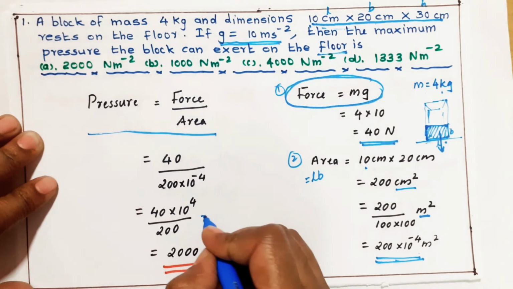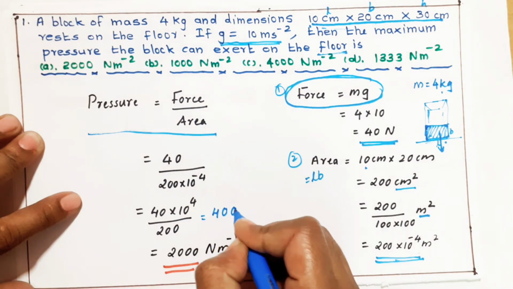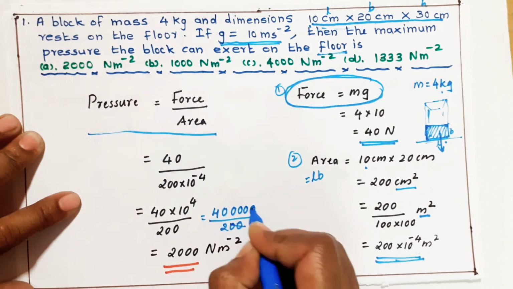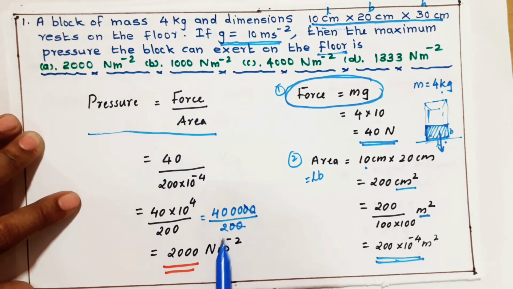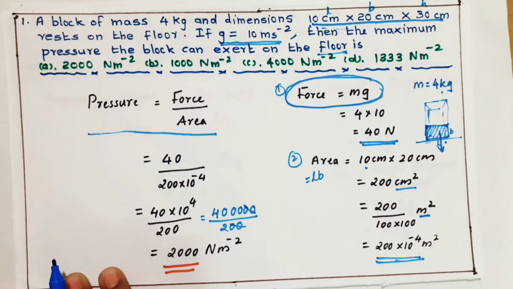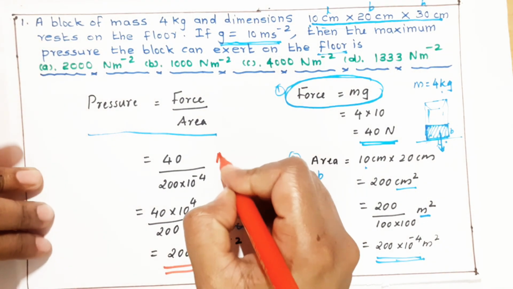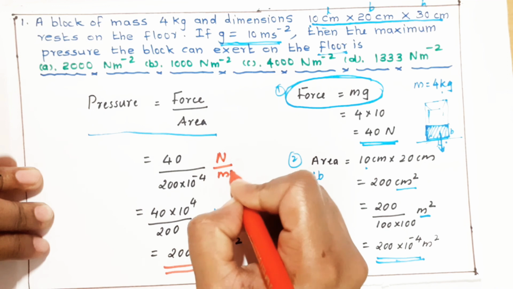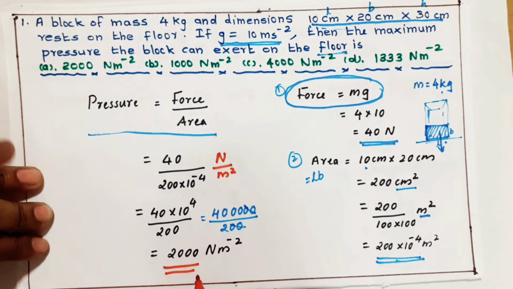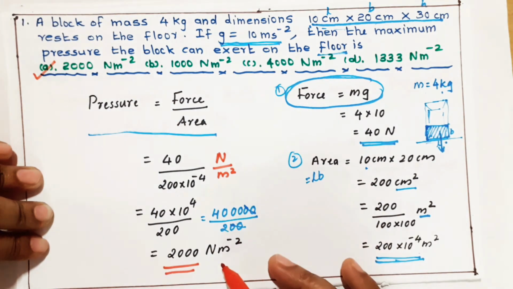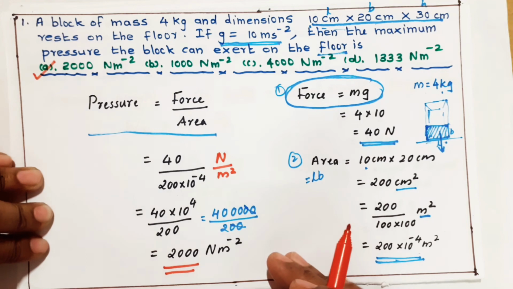What is the meaning of 10 power 4? 4 0. After that, how many more 0? 4 zeros by 200. 2 zeros cancel. 4000 divided by 2. 2000 Newton per meter square. Because the unit of force is Newton, and unit of area is meter square. So its unit is 2000 Newton per meter square. Newton per meter square we can also write as Newton meter to the power minus 2.